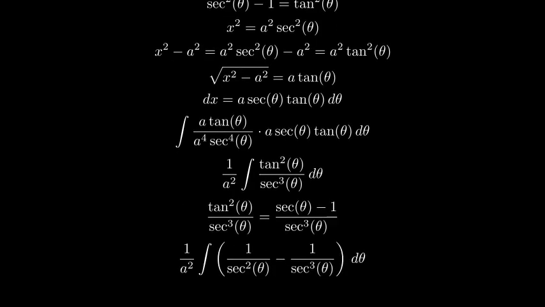Now we can integrate each term separately. The integral of 1 over secant squared is negative cosine theta, and the integral of 1 over secant cubed is cosine squared theta over 2.